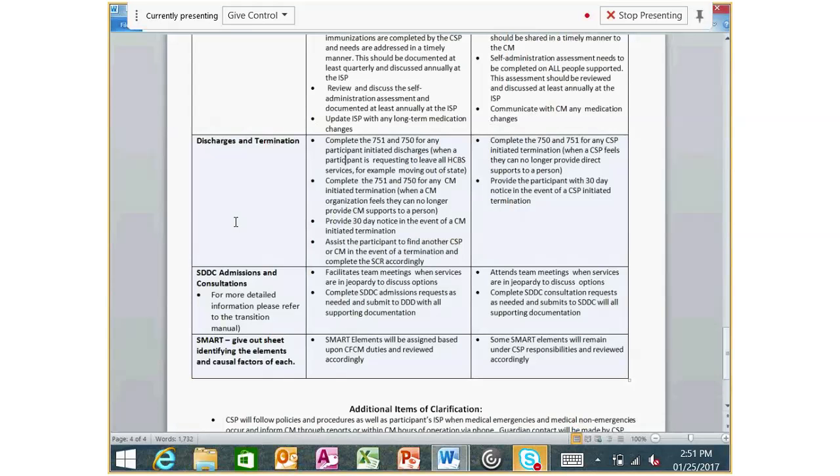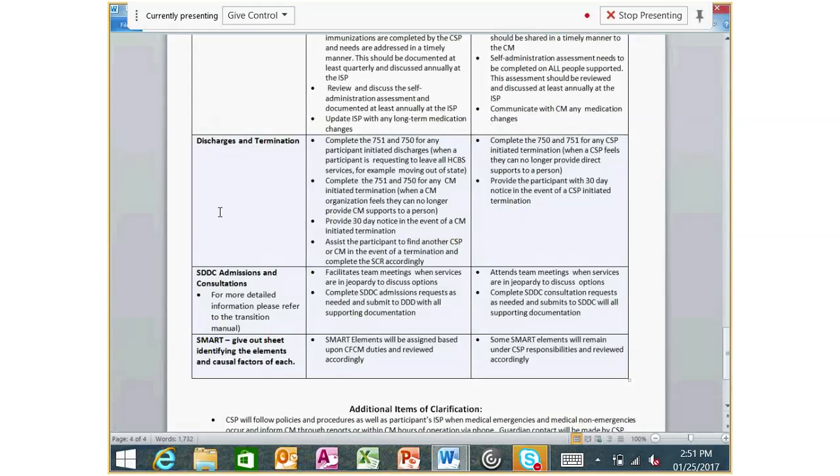Julie will talk a little bit more about this with CSP-initiated terminations, but in those cases, the case manager is responsible for helping the participant find another community support provider if the community support provider they're at has issued a termination.